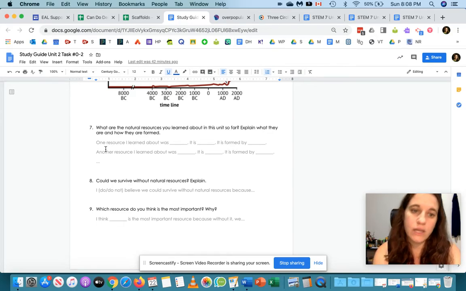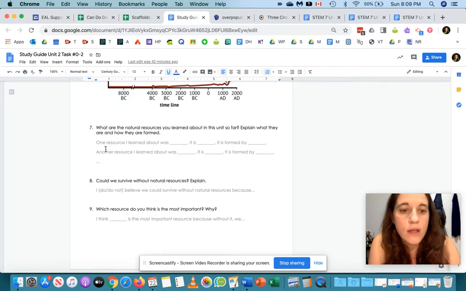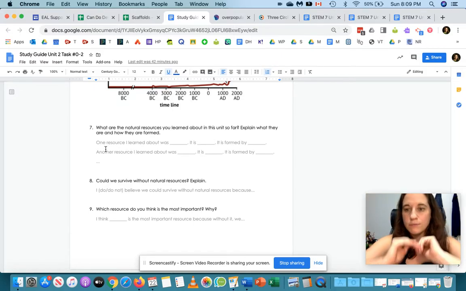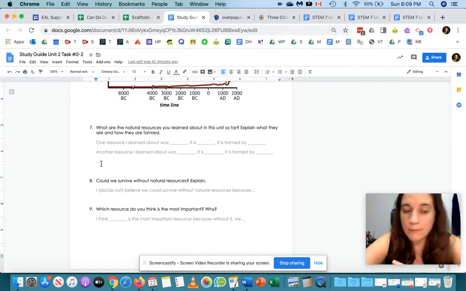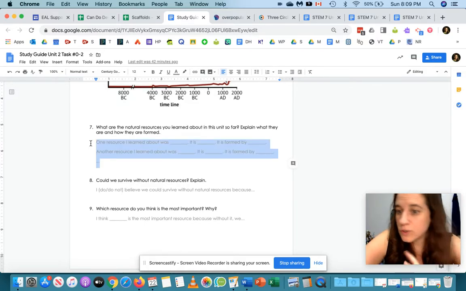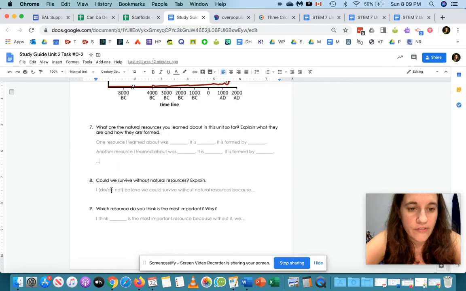So for example, we say, one resource I learned about was blank. It is blank, so telling me more about it, and then it is formed by, and they can get specific into the specific plate tectonics or whatever natural phenomena made that happen. And then we say another resource I learned about was, so this prompts them to go on to the next one and not simply stop there. The dot dot dot indicates they should probably keep going as well. You could also just keep stacking the sentence frames on top of each other. Notice we do it in the gray text, so students are very familiar with that. Anytime they see the gray text, it is just there as a support if they need it.